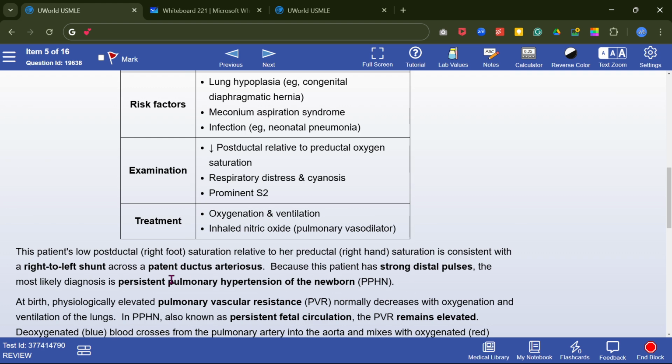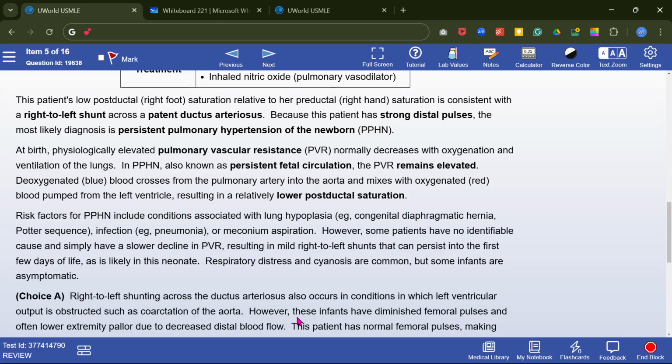So these patients have low postductal right foot saturation relative to preductal right hand saturation, consistent with right to left shunt across the PDA. Because this patient has strong distal pulses, most likely there is persistent pulmonary hypertension of the newborn.